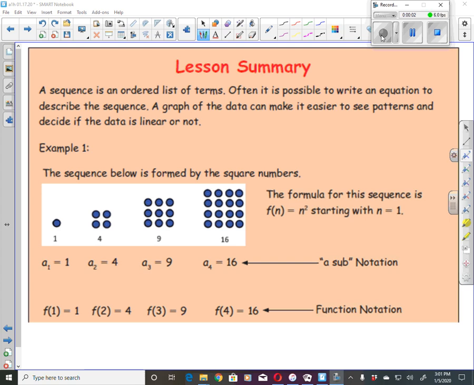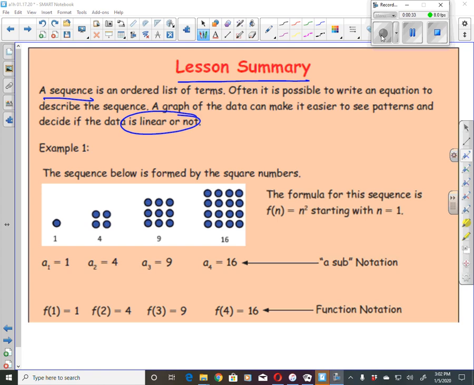Okay, so the lesson summary, hopefully we'll tie some of this together. Again, we're still dealing with functions. A sequence is what we're looking at. A sequence is an ordered list of terms. Often it is possible to write an equation to describe the sequence. A graph of the data can make it easier to see the pattern and decide if the data is linear or not. And in today's examples, we saw linear and exponential.